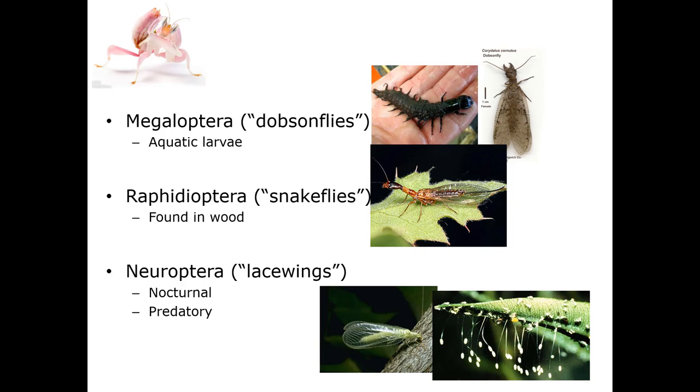Now, the young have very large mandibles, and they have this adhesive organ on the abdomen. This adhesive organ allows them to fasten onto vertical surfaces. Now, both the larvae and the adults are predatory, but they're not very strong predators. So they only catch and kill weak prey.